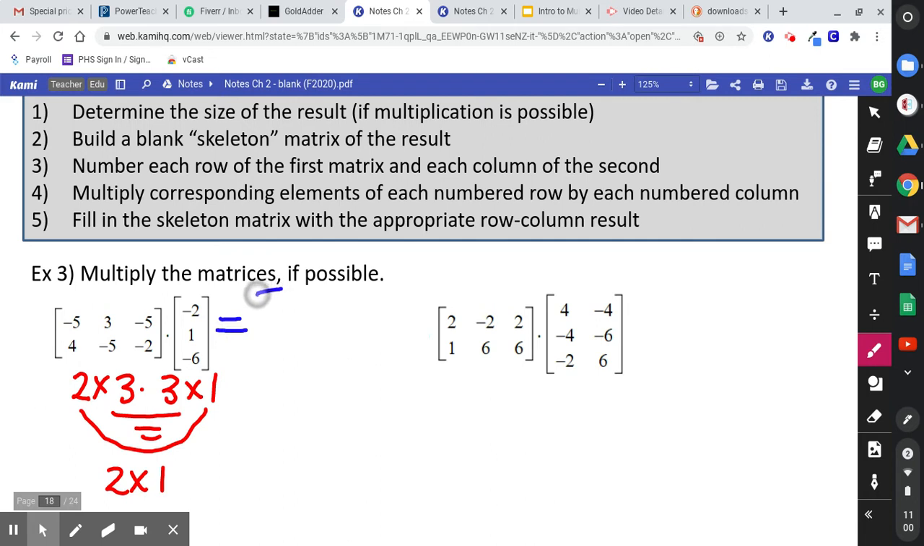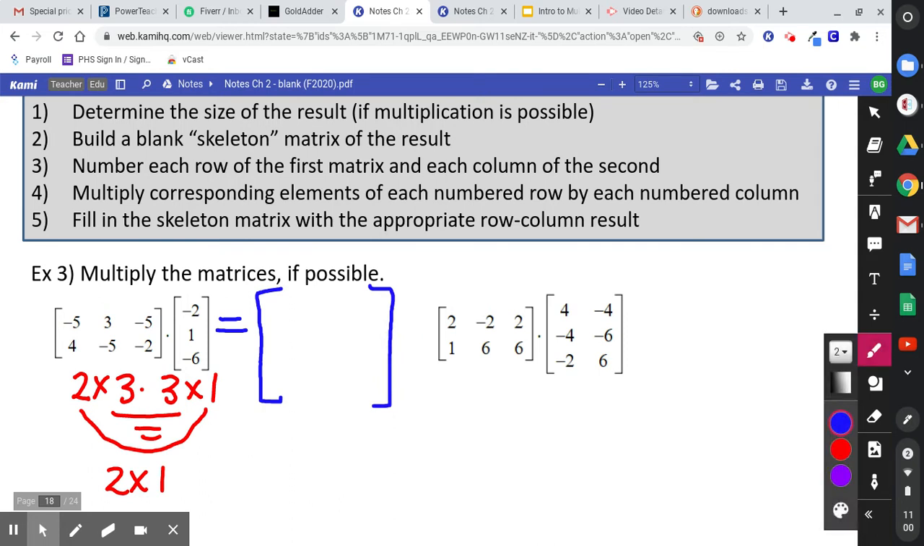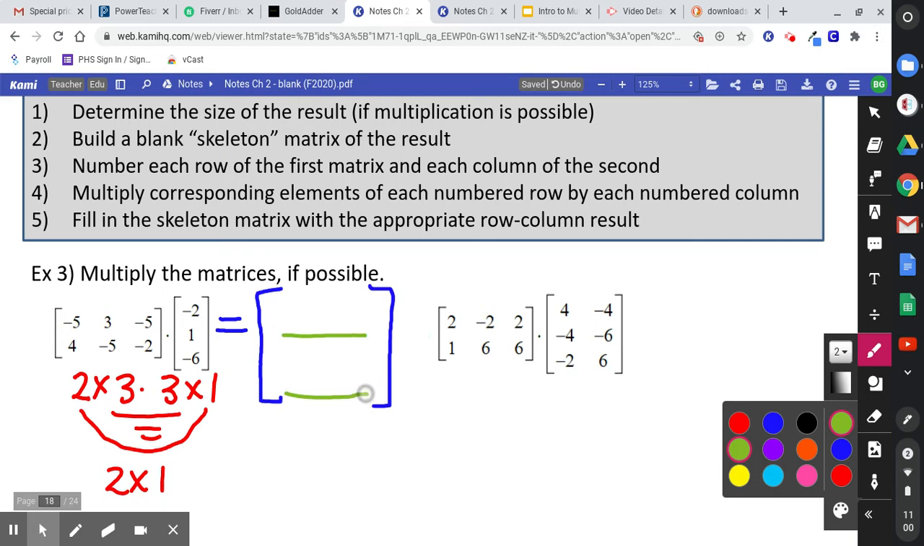then all I mean by building a skeleton is build it, and then put a blank and a blank to show that it's going to be 2 rows by 1 column. Okay, so I make it kind of big. I put a blank in there to represent where my numbers are going to go, but that's going to be a 2 by 1 matrix. Okay, so then you might not want to do number 3, but it might help.